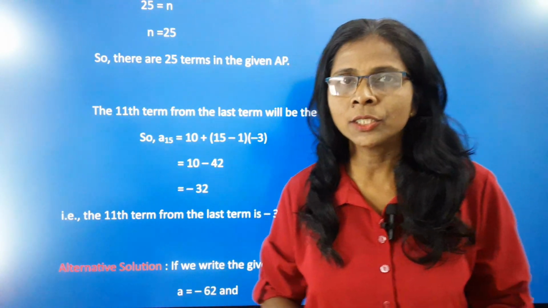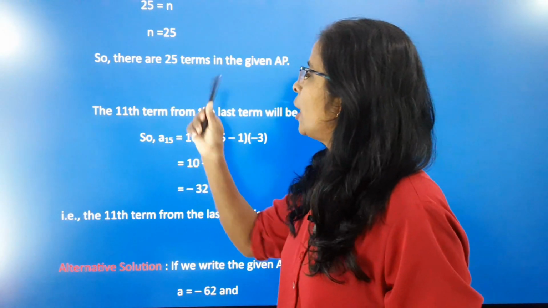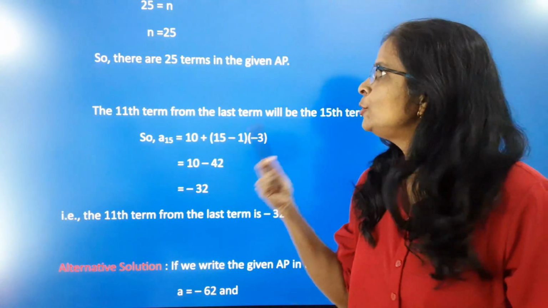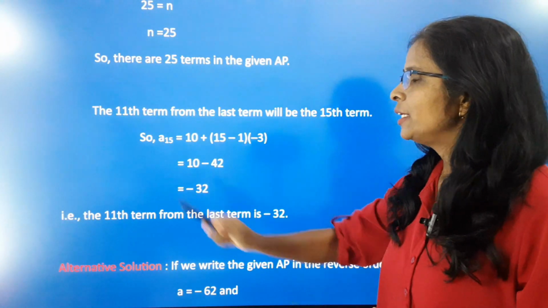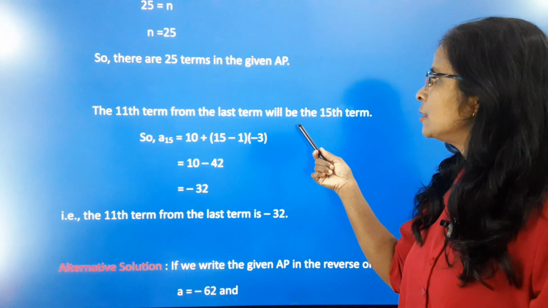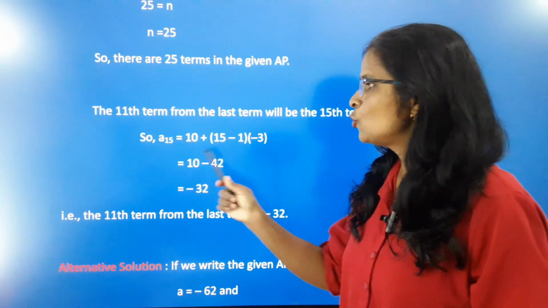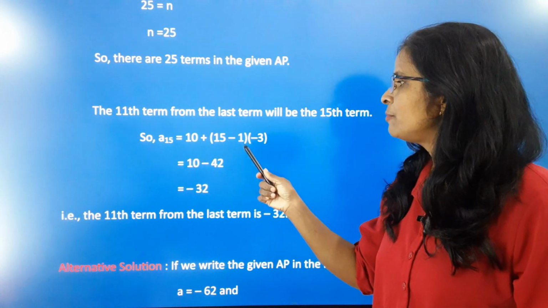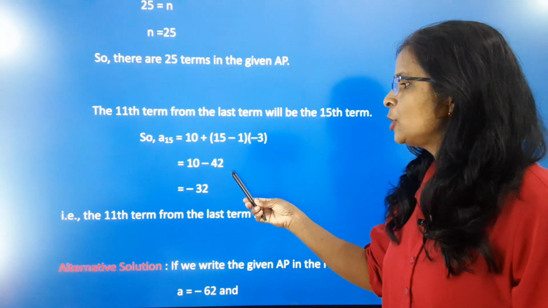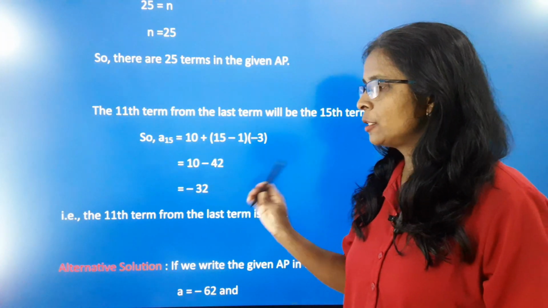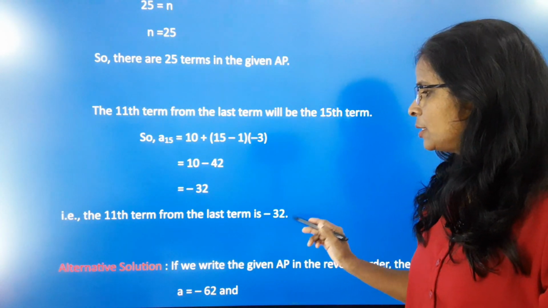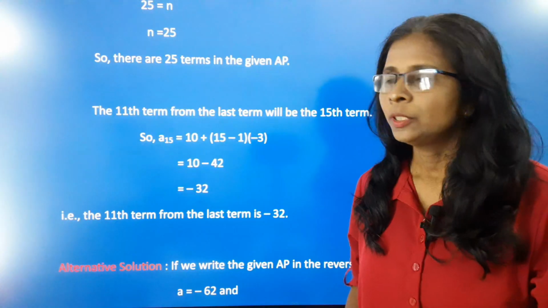So in the last lecture, we solved the problem up to the AP which is given and found the 25th term. Now here, the 11th term from the last term will be the 58th term. So A15 is equal to 10 plus (15 minus 1) into minus 3, which is equal to 10 minus 42, that is equal to minus 32. So that means the 11th term from the last term is minus 32.